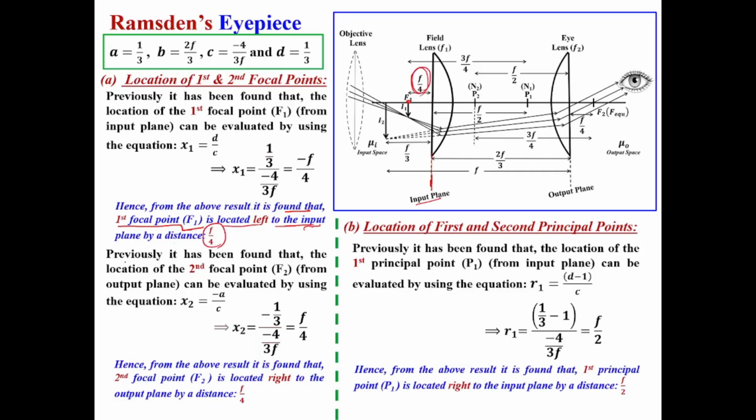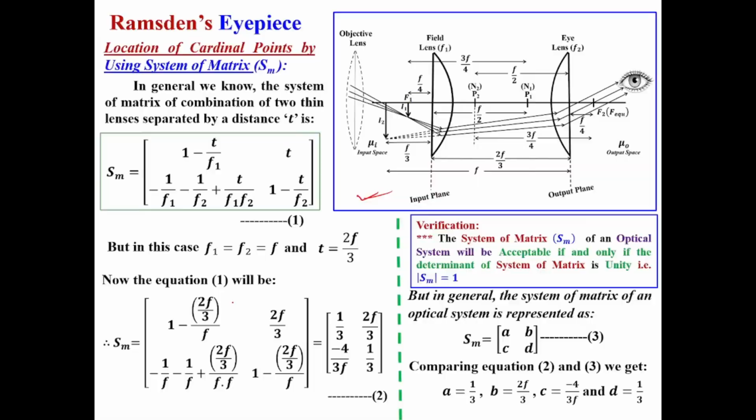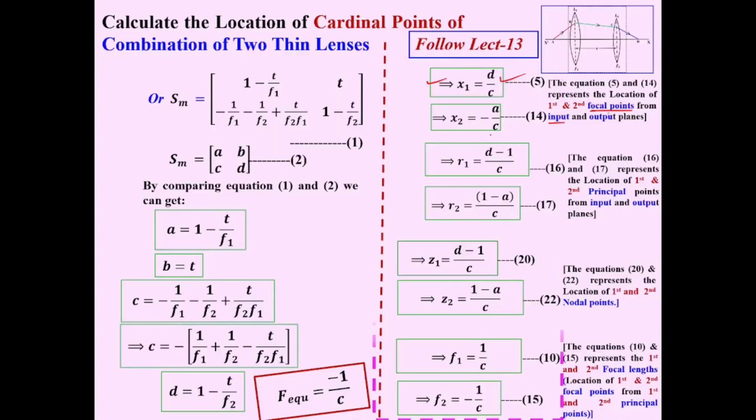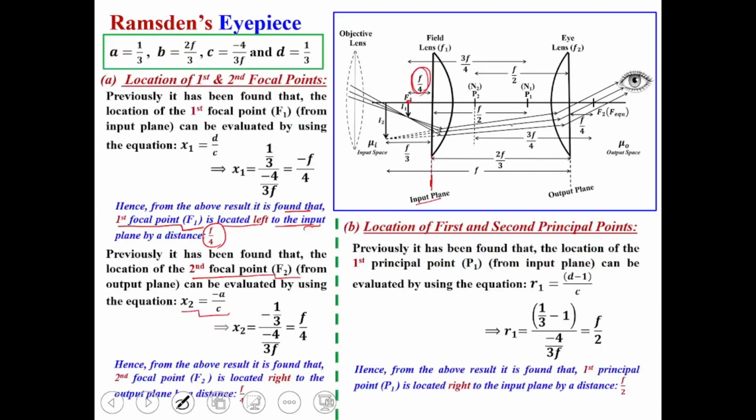Then we are going to calculate the second focal point. Previously it has been found that the location of the second focal point f2 from the output plane can be evaluated by using the equation x2 equal to minus a by c. Here a value is 1 by 3 and c value is minus 4 by 3f. Just substitute these two values and calculate, and you will find the value is f/4 but positive.